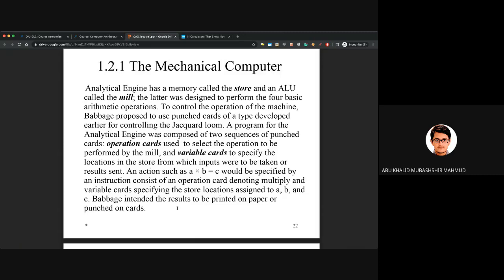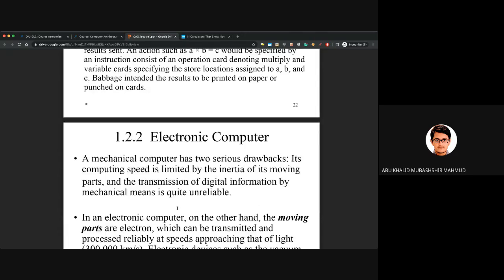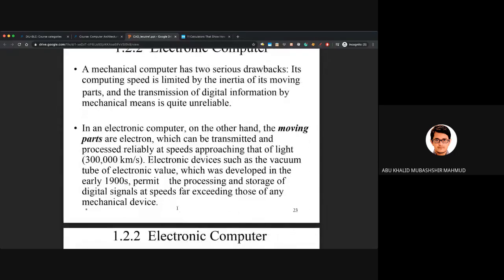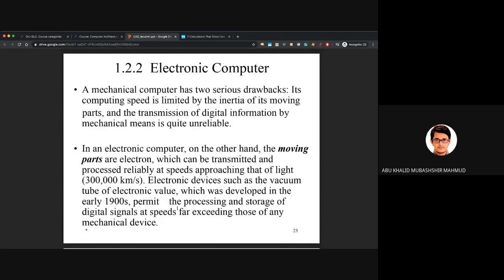Now let's proceed further. Now the start of the electronic computer has begun. First, we need to know why we needed the electronic computer. Because of the drawbacks of the mechanical computer, we needed another improvement so that these drawbacks could be removed.